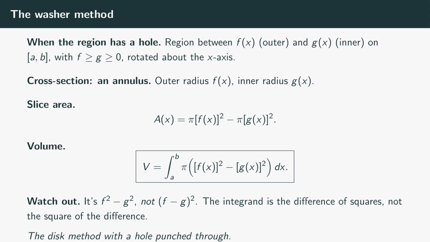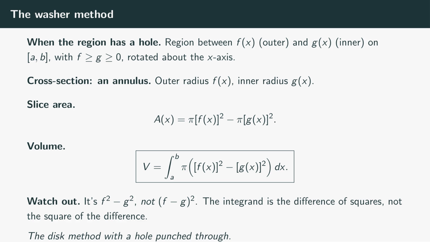Next, the washer method. This is for regions with holes. Suppose your region in the plane is bounded above by f of x and below by g of x, with f greater than or equal to g greater than or equal to 0. When you rotate this region around the x-axis, the upper curve sweeps an outer surface, and the lower curve sweeps an inner surface, and the solid has a hollow core. Slice the solid with a plane perpendicular to the x-axis.